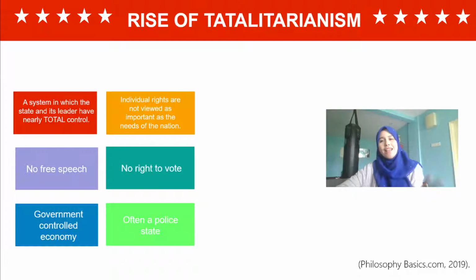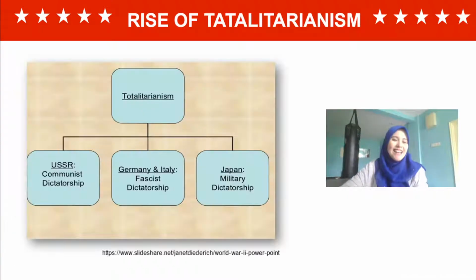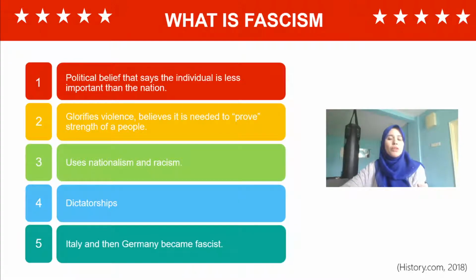So if we say that nowadays we have a cruel government or whatever, we actually never lived in totalitarianism, because what we have today is totally better, 100% better than in this era of totalitarianism. So we have the USSR, communist dictatorship; Germany and Italy, fascist dictatorship; Japan, military dictatorship. So a lot of people will ask, what is fascism?